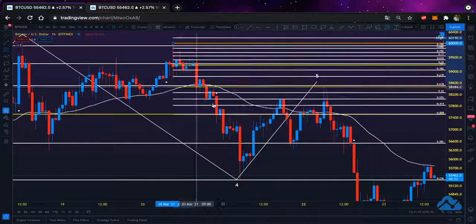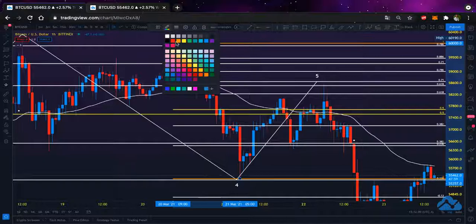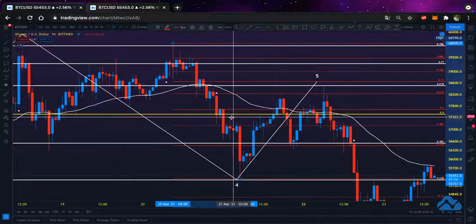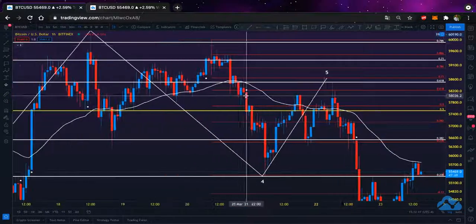I'm going to take it from the high to the low. Yes, I use the wicks. Wick lives matter. I will say it again, wick lives matter. Wicks are so important. They tell you what's up. And then I draw my second fib. This second fib is really what's going to help me identify my next wave sequence.